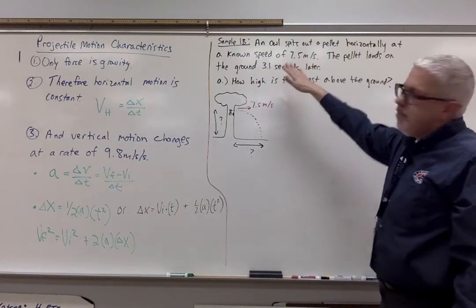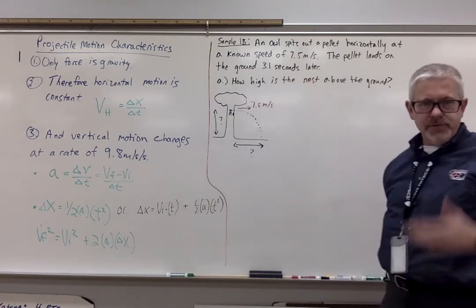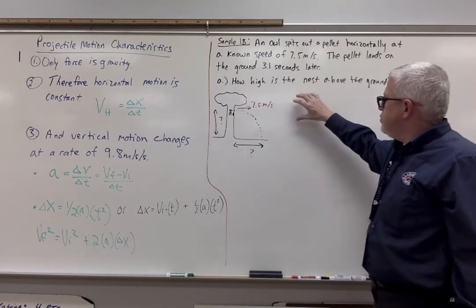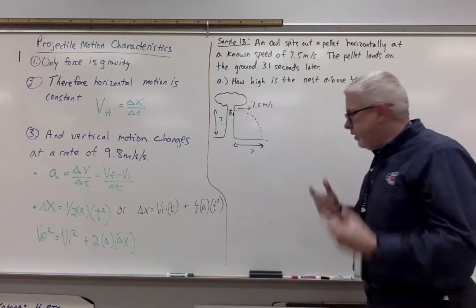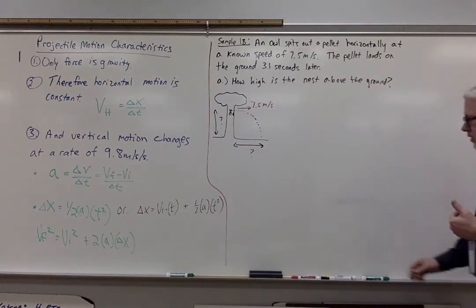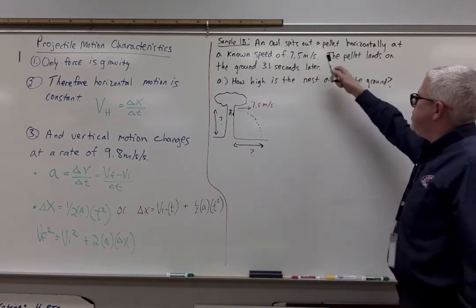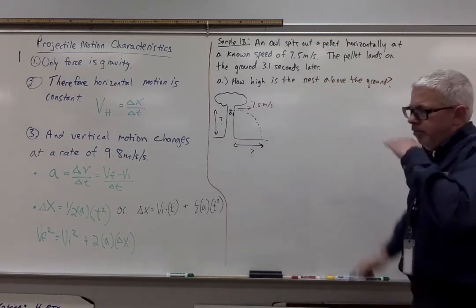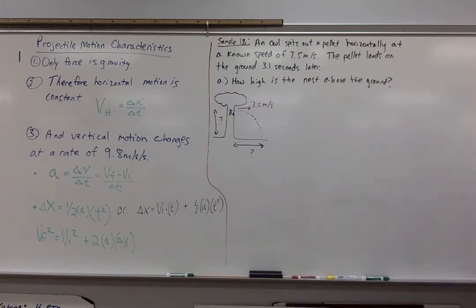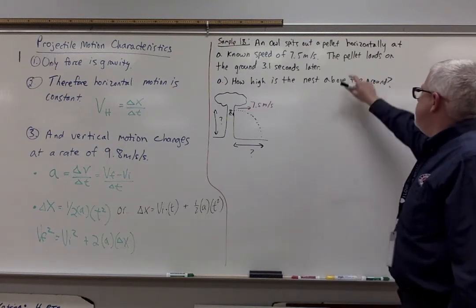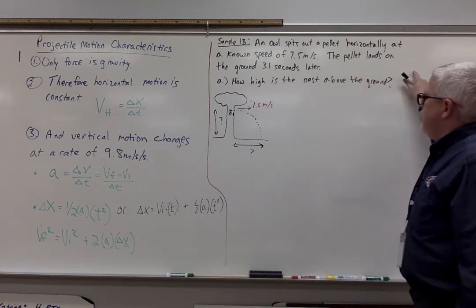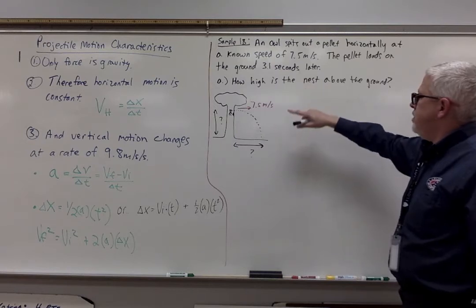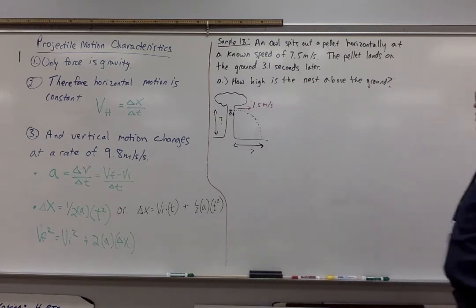So this is sample problem 1B. It looks like 18, but it's really 1B. Very similar to the first one. I want to show you how the horizontal projectile problems can be rearranged slightly and how you have to solve them a little bit differently. So in this case, we've got an owl. It's up here in the tree, spitting out a pellet horizontally at a known speed of 7.5 meters per second. The pellet lands on the ground 3.1 seconds later. We don't know how high the nest is, and we don't know how far it goes. Those are the two things we're going to want to figure out.